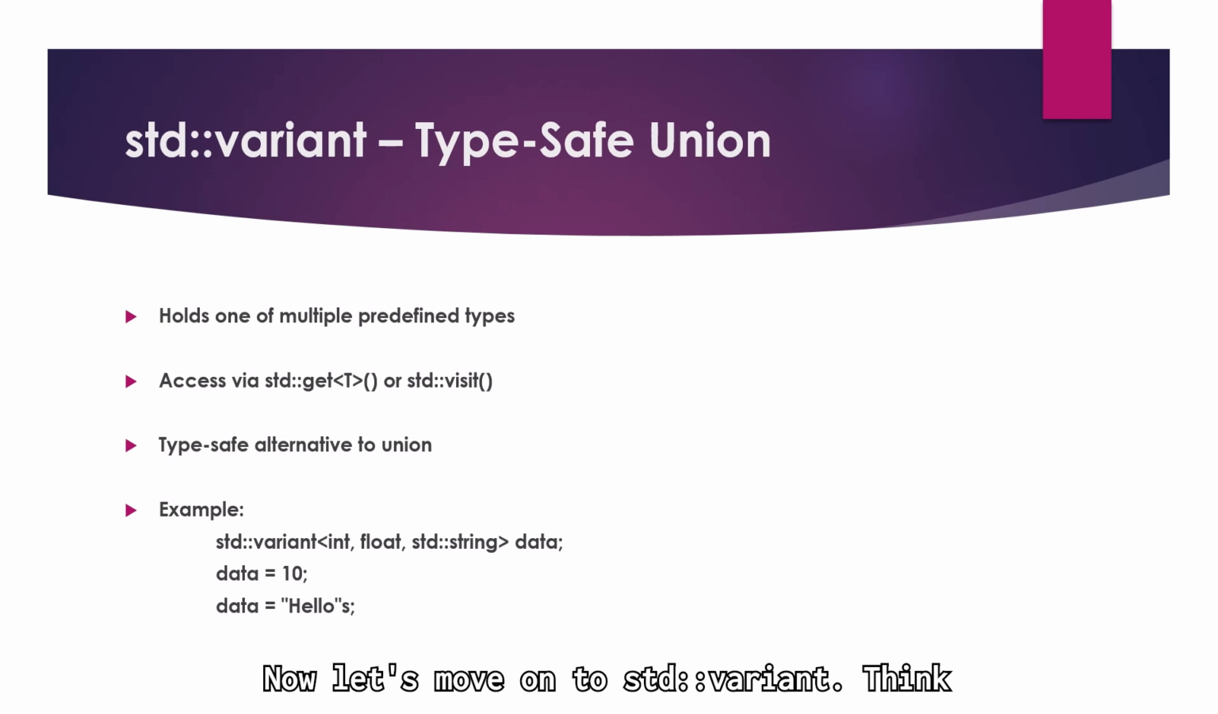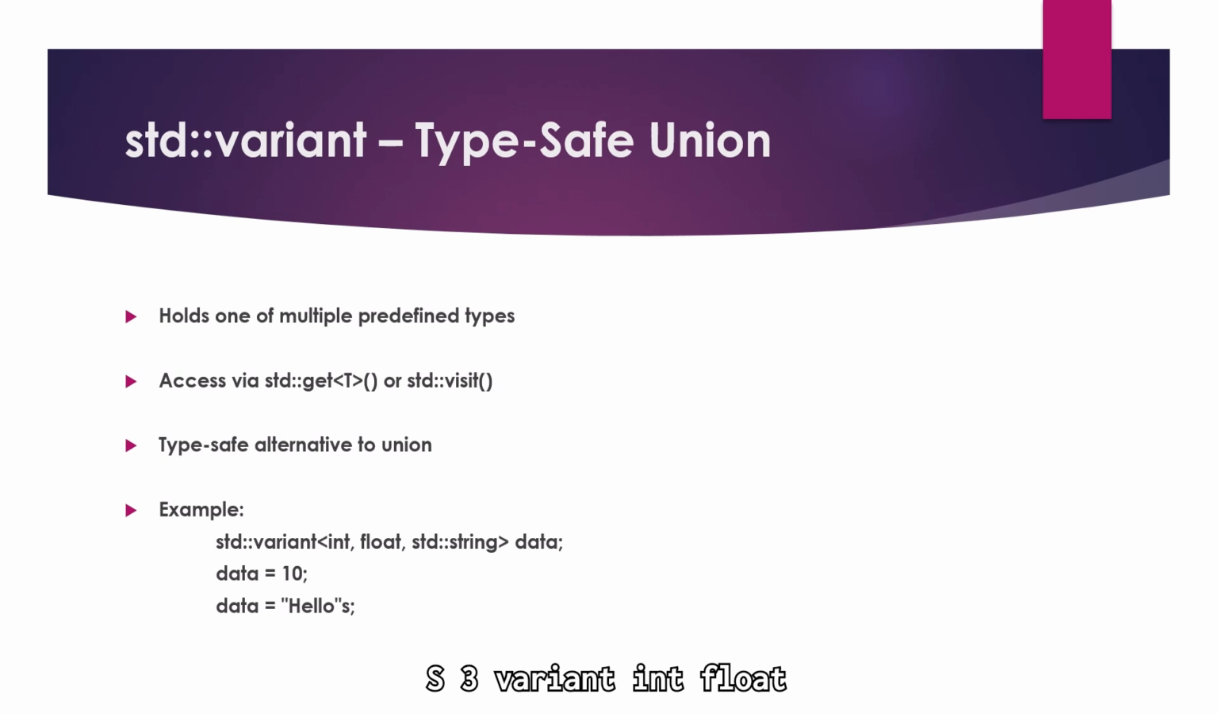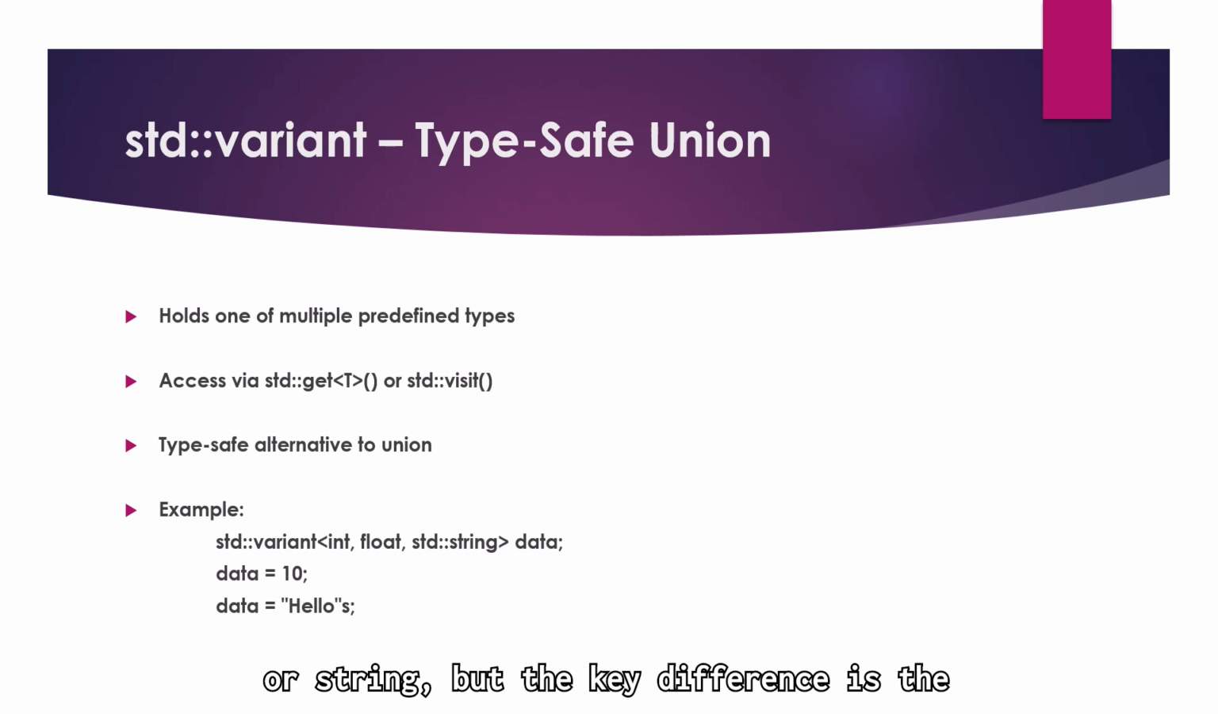Now let's move on to std::variant. Think of a variant as a type-safe union. Unlike traditional unions, which allow you to store one type of data but require you to manually manage the type you are storing, variant ensures that you can only access the value in a way that's safe for its current type. For example, std::variant<int, float, string> can store either an int, a float, or a string. But the key difference is the type is known at compile time, so you don't need to worry about memory issues or undefined behavior that can occur with traditional unions. To access the value inside, you can use get<T> or more commonly use visit to apply a function or lambda to the stored value, no matter what its type is.